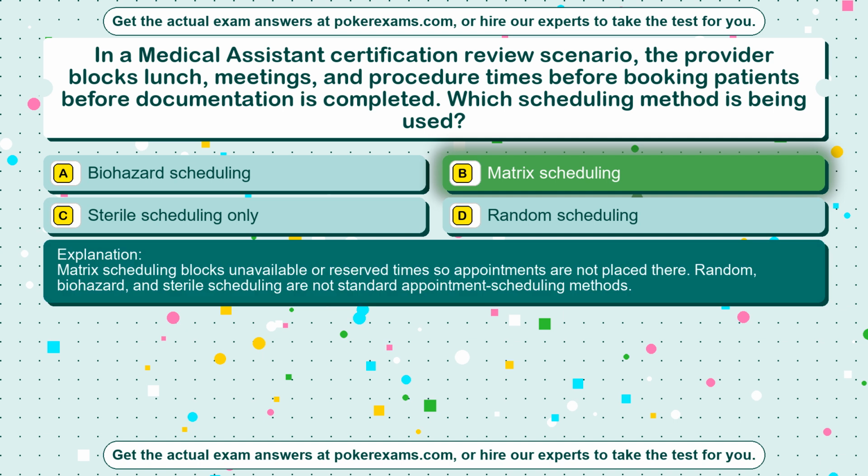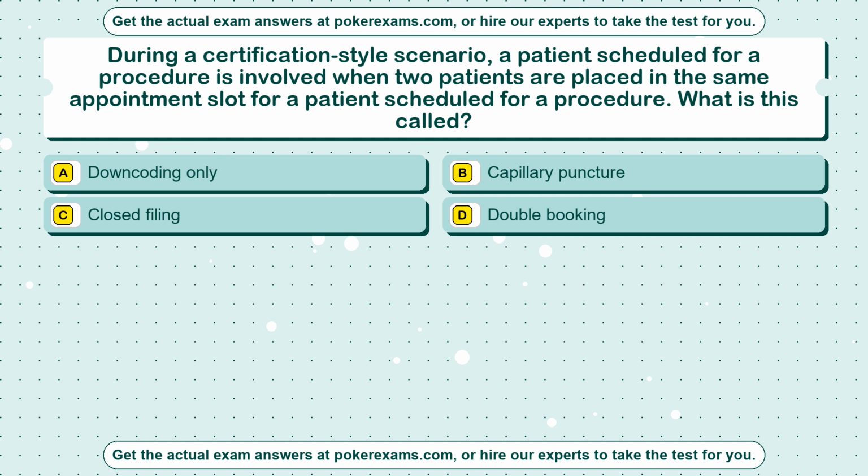Matrix scheduling blocks unavailable or reserved times so appointments are not placed there. Random, biohazard, and sterile scheduling are not standard appointment scheduling methods. Question 67. During a certification-style scenario, a patient scheduled for a procedure is involved when two patients are placed in the same appointment slot for a patient scheduled for a procedure. What is this called? Option A, downcoding only.